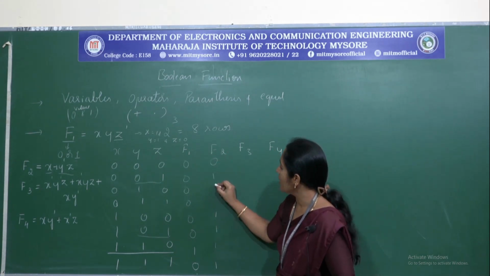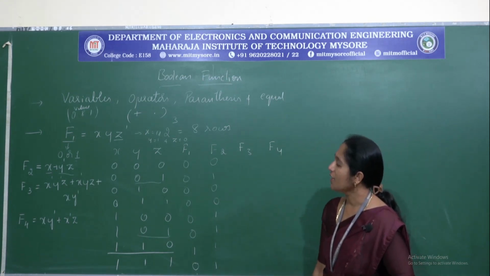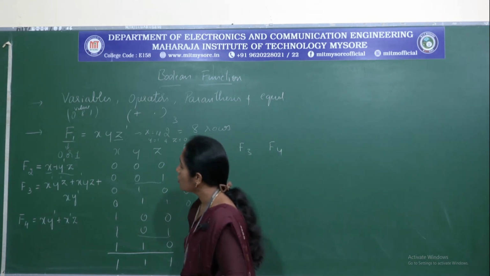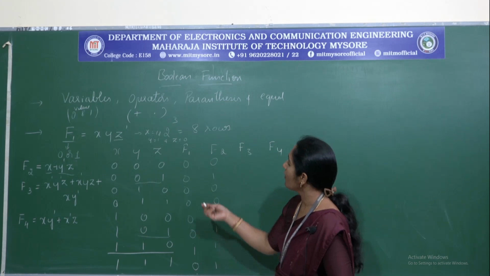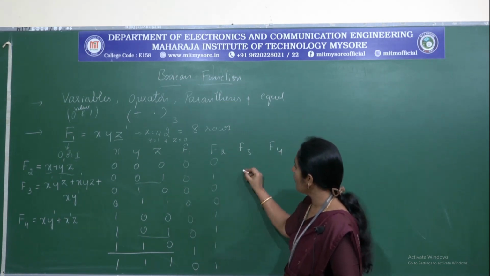Yes, for all other places we need to write 0. So this is f2. Next is f3. So f3, what do we have? f3, so we have x dash y dash z. Let us find out where do we have x dash y dash z. So that is 0 0 1. So 0 0 1 is here.